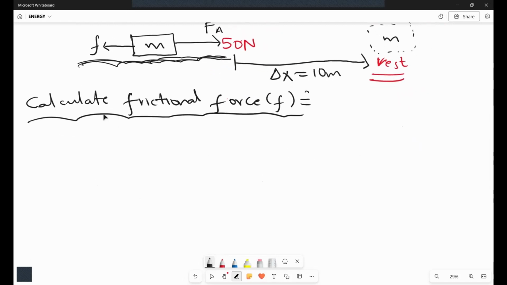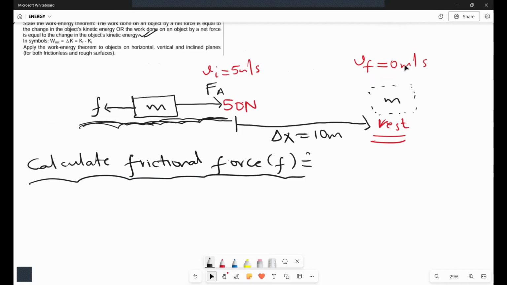Remember in our last video, we learned that to calculate work for frictional force, W is equal to the force multiplied by change in x, multiplied by cosine of the angle. But in this case, we are not given the work that this friction does on the object. Again, now you have your initial velocity of 5, and you have your final velocity.